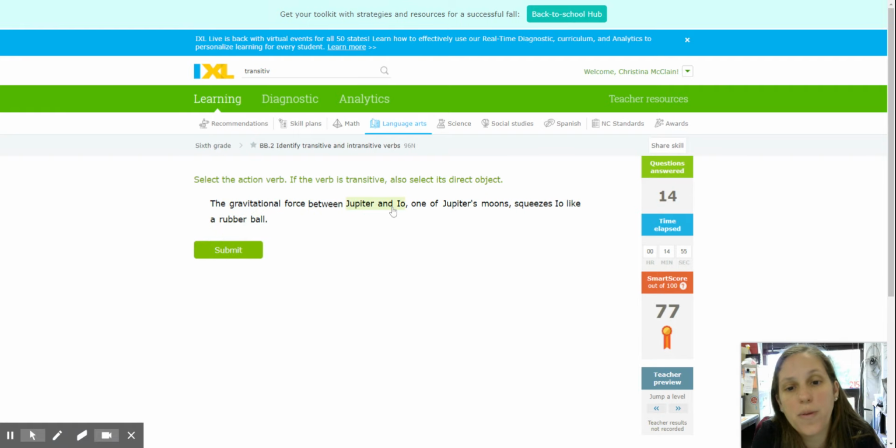The gravitational force between Jupiter and Io, one of Jupiter's moons, squeezes Io like a rubber ball. Okay, so what's happening? Gravitational force is squeezing. So that's my action. What does the gravitational force squeeze? Io. It's a transitive verb because we have the direct object of Io.